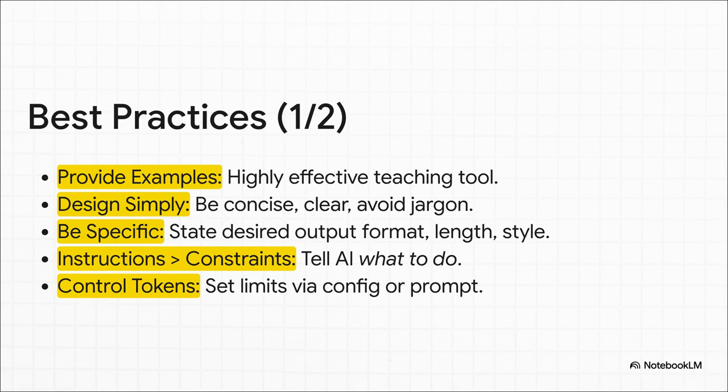Next, use instructions over constraints. Try to tell the model what to do, like summarize the main arguments, instead of just listing things not to do, like don't talk about the history. Positive instructions generally work better. And finally, control max tokens. Keep an eye on the length of the response, either using those configuration settings like max tokens, or just asking directly in the prompt, like, give me a 2-sentence explanation.